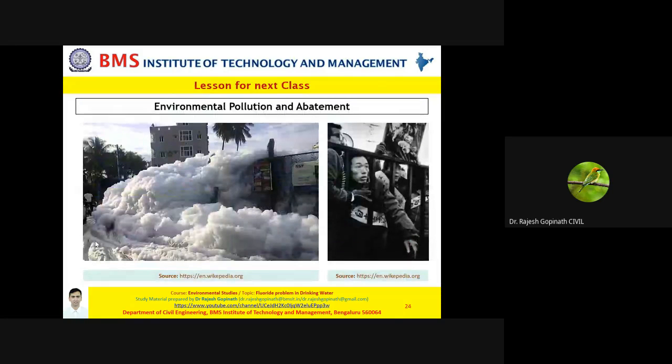In the subsequent class, my dear friends, we shall be understanding environmental pollution and abatement in the context of water pollution. Of course, we shall be understanding it with the help of case studies. As you can see, the image on the left-hand side shows the problem at Belandur Lake in Bangalore, and the image on the right-hand side shows the Minamata Bay disaster due to mercury.